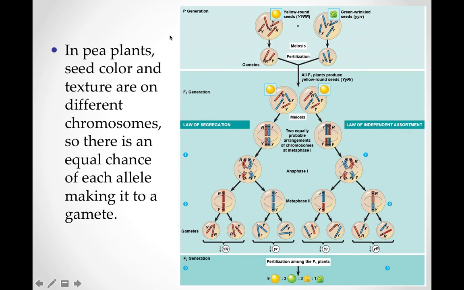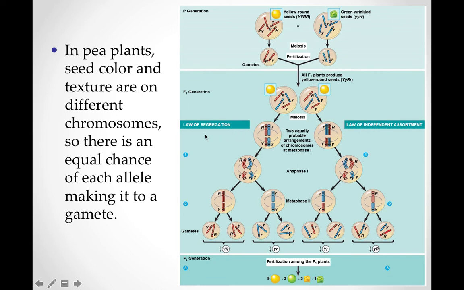In pea plants, seed color and texture are often on different chromosomes. So there's an equal chance that each allele makes it to a gamete. So we have over here a homozygous yellow round. Over here we have a homozygous green wrinkled. So this one's dominant, this one's recessive. So we pass along the round yellow, we pass along the green wrinkled. So all F1 plants are going to be yellow and round, but we have some recessive alleles in here at this point because one parent had that.